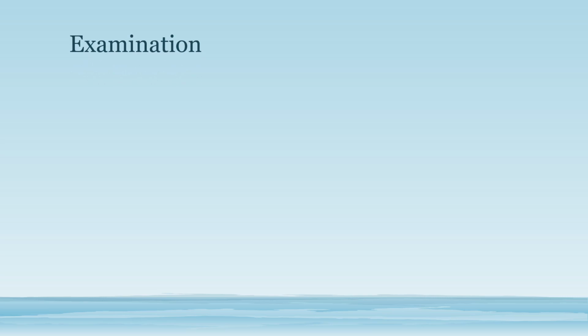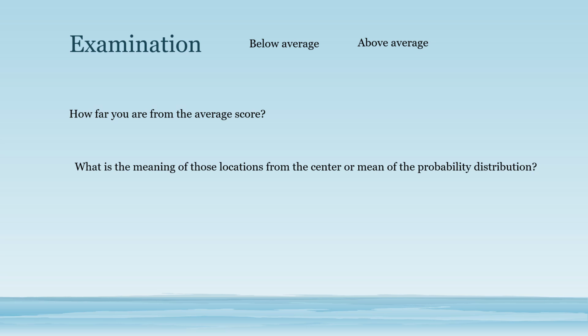If you took an examination, do you sometimes think of where your score would lie? Would it be below or above the average score? Afterwards, you would also like to know how far you are from the average score. Finally, you would ask yourself what is the meaning of those locations from the center or mean of the probability distributions. If you are asking these questions, this lesson is designed for you.